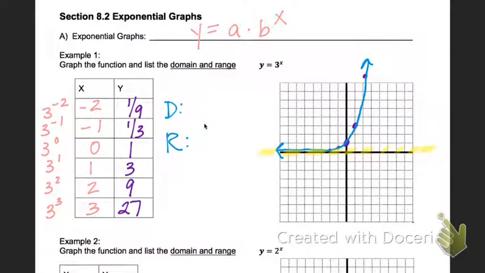Now, let's talk about the domain and range of this. My domain for this graph is what? -∞ to +∞. So I'm going to say all real numbers. You could also write -∞ to +∞ if you want. Left to right. Range goes from, where's the asymptote? 0. Does it touch 0 or does it just get super close? No. So parentheses 0 to infinity. Domain's left to right. Range is down to up, bottom to top.